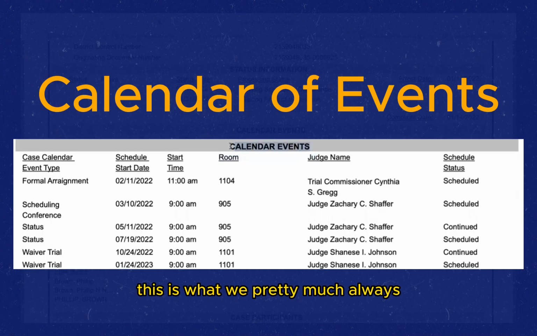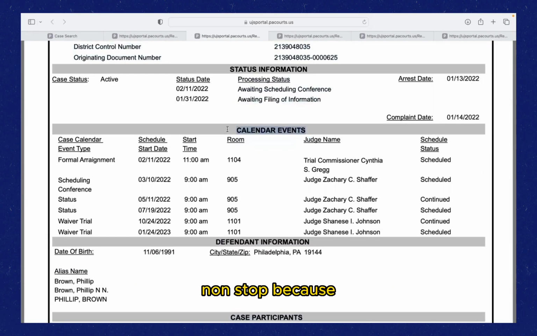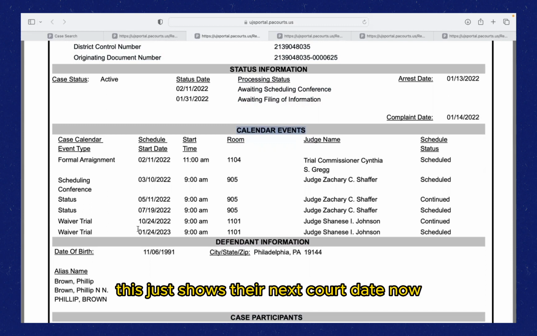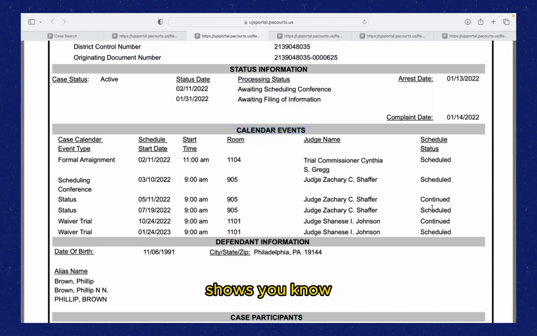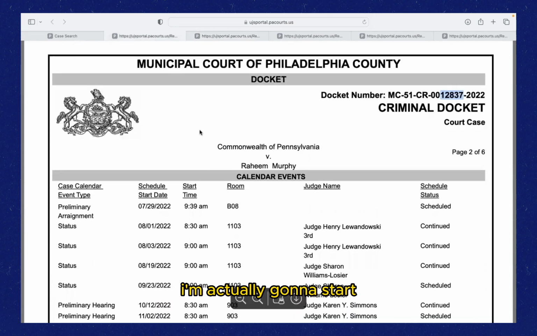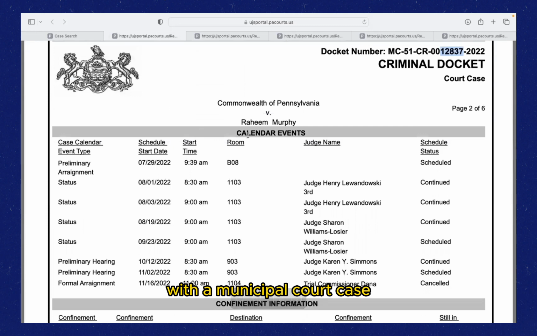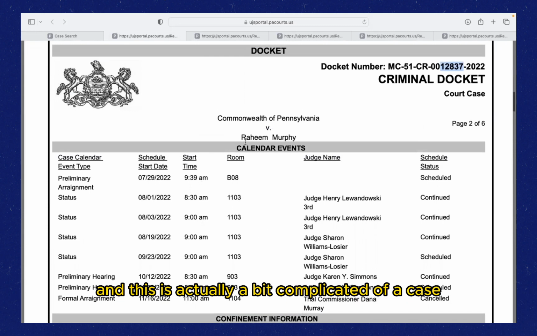Next is calendar events. This is what we pretty much always are checking nonstop because this just shows their next court date. Not only does it show their next court date, it shows their previous calendar, what's kind of happened at the recent dates. So in order to really go over this, I'm actually going to start with a municipal court case. And this is a bit of a complicated case to go over the calendar with.